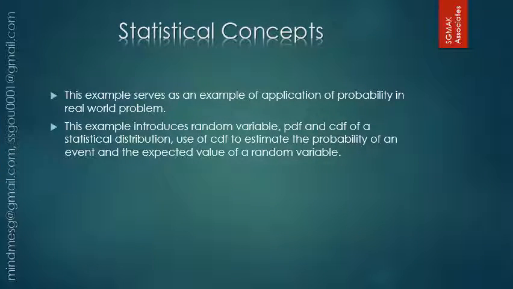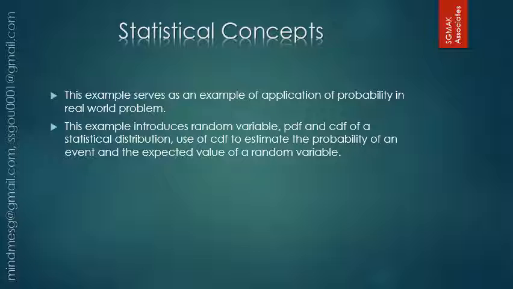So, to close, this example is an application of probability to real world problems, because you all can relate to warranty. This example introduced the concept of a random variable, a variable that is associated with uncertainty, like service life, which is a continuous random variable. It talks about the density function and the cumulative distribution function.